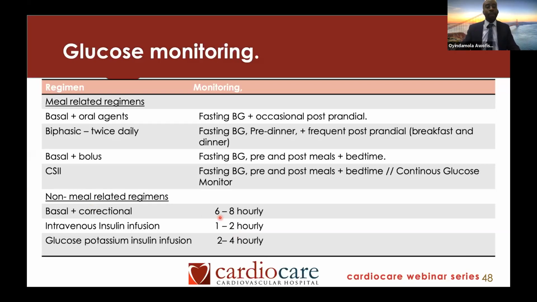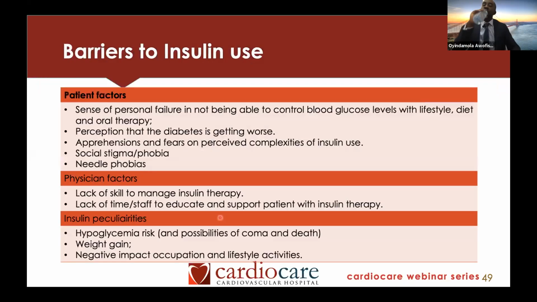On patients on GKI infusion, they should check the RBG 2 to 4 hourly, and the 2 to 4 hourly checks are used to determine the concentration of the next GKI infusion. If the glucose is within target, the concentration of the insulin in the GKI infusion is maintained. If it's above target, the insulin is stepped up, and of course if it's below target, the insulin in the infusion is reduced.